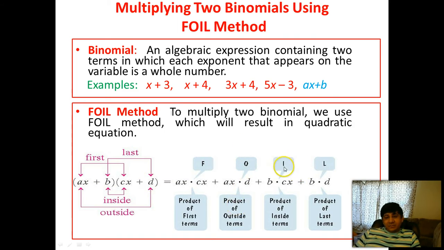And then inside terms, represented by I. The inside terms are b and cx, so b times cx is the product of inside terms. And only one thing remains, which is the L, the last terms. The last here is b, and the last there is d. So b times d is our last term. This is called the FOIL method for multiplying two binomials.